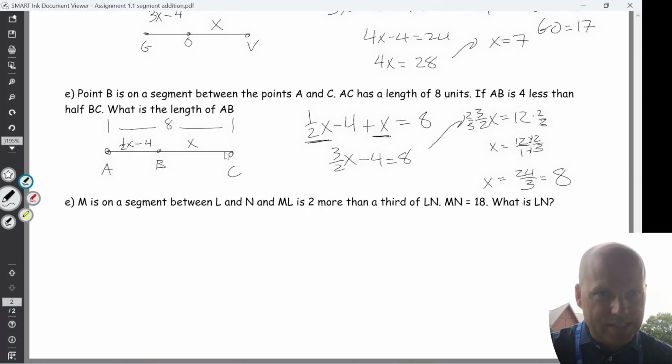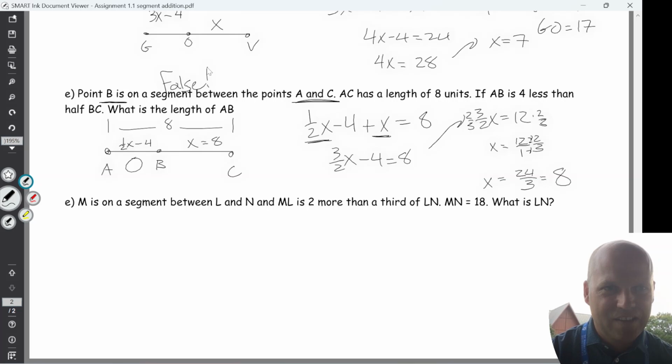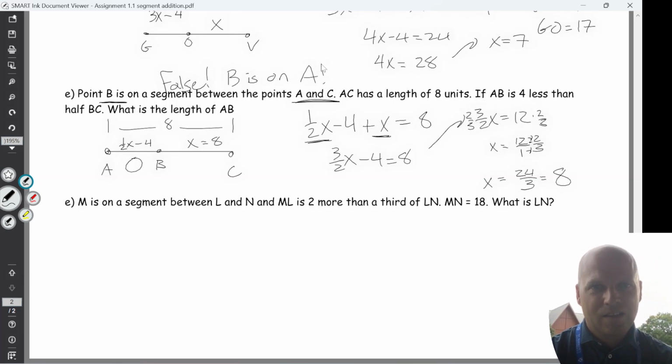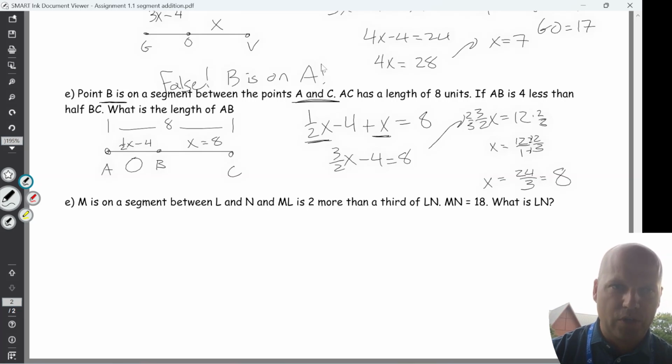So that means BC is 8, and AB is 1/2 of 8 minus 4. 1/2 of 8 is 4. 4 minus 4 is 0. Point B is between A and C is a false statement. Turns out the way that this question was set up, B is on A. We wouldn't ask you this question for a quiz. It should have been probably reworded.